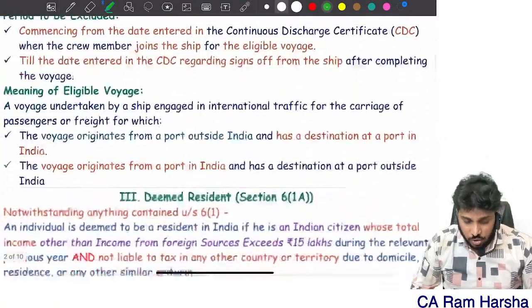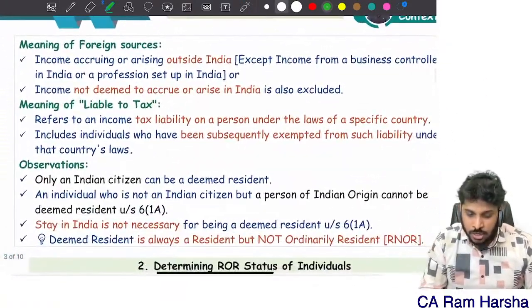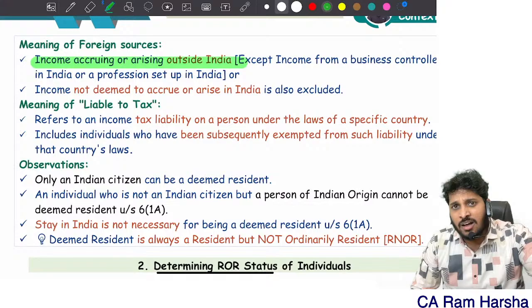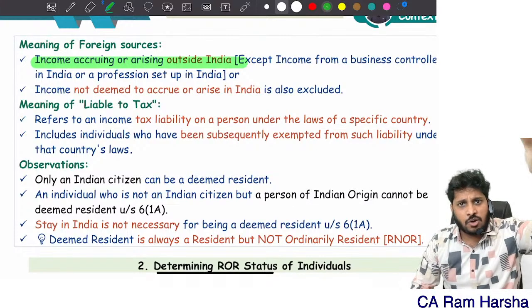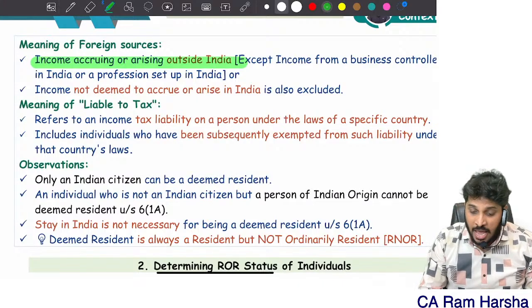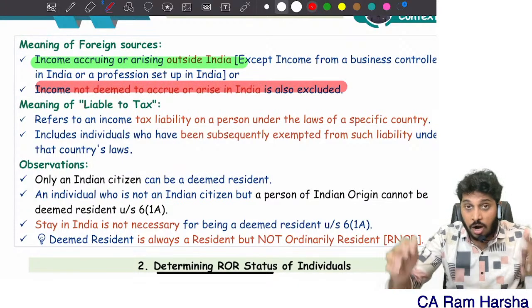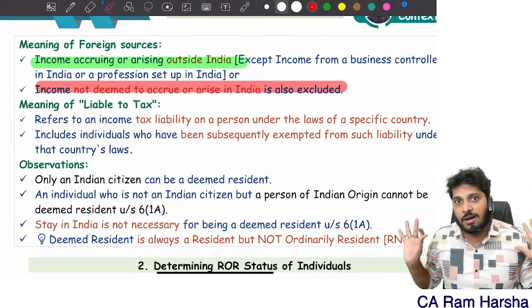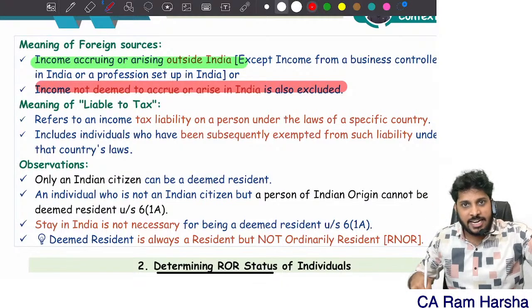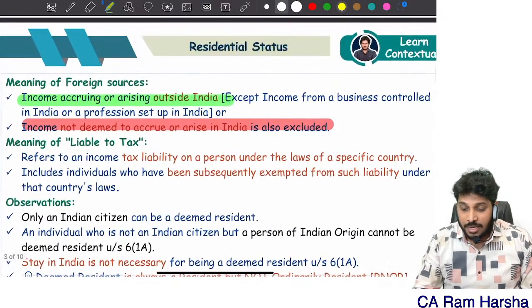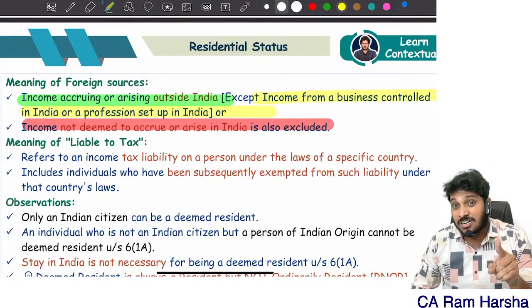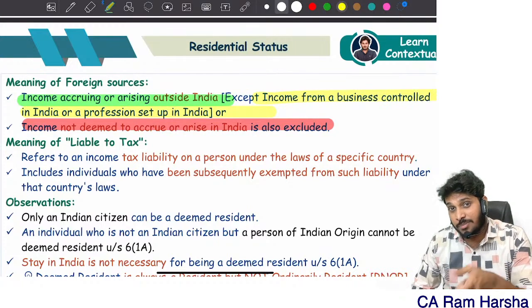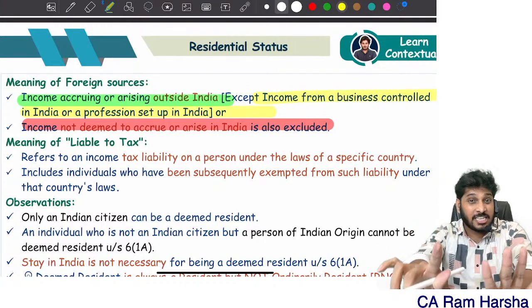We have given the definition also here. What is a foreign source? Income accrued outside India. Source of income is outside, business is outside, profession is outside, interest, debentures, everything, source is completely outside, and income is not deemed to accrue in India. However, income from business controlled or profession set up in India is there. Business controlled from India is treated as Indian income.